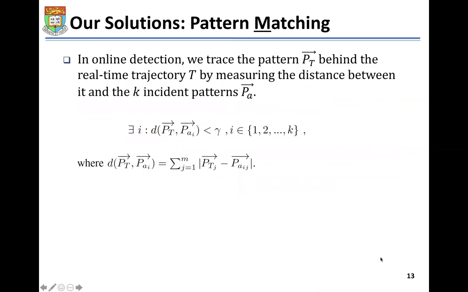In the online detection phase, we trace the pattern PT behind the real-time trajectory T by measuring the distance between it and the key incident patterns. If there exists one incident pattern PAI such that its distance to pattern PT is smaller than the predefined threshold gamma, then we detect an incident.